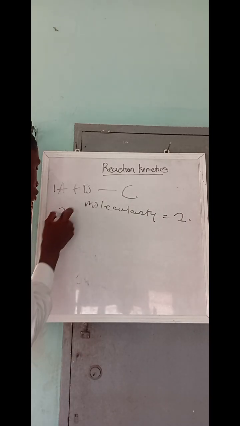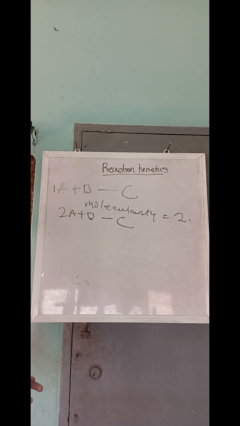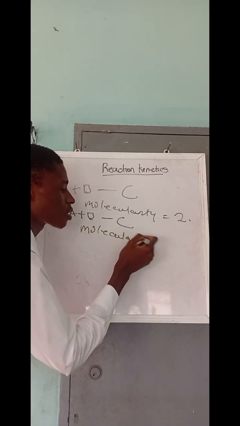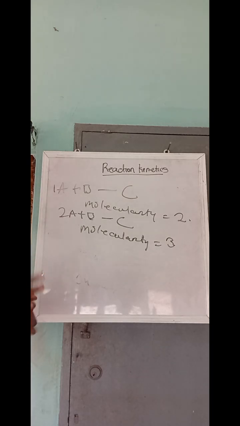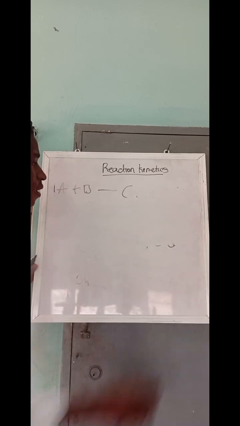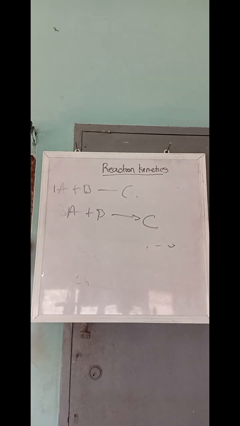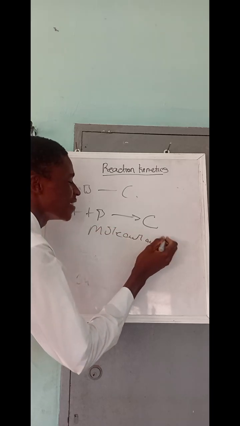Same thing, I can have 2A plus B to give me C. What is the molecularity of the reaction? The molecularity of the reaction is 3, because I have 2 here, I have 1 here, 2 plus 1 is equal to 3. Then this is where students make a mistake. If I have something like this, 3A plus B to give C, another type of student will say molecularity is equal to 4.